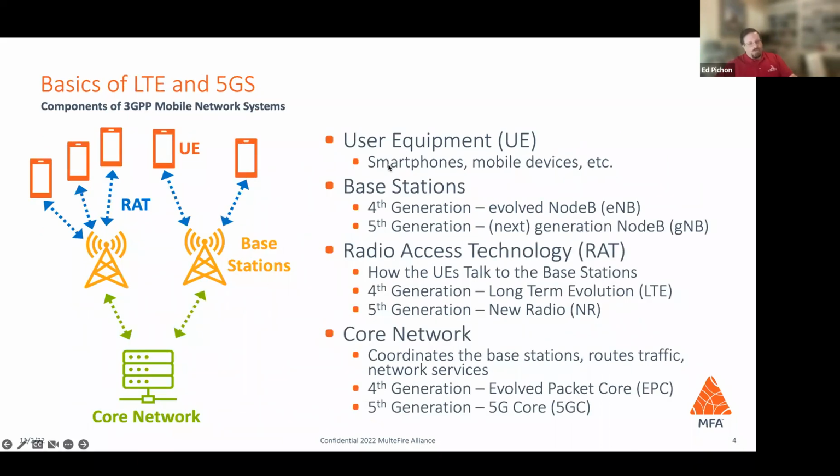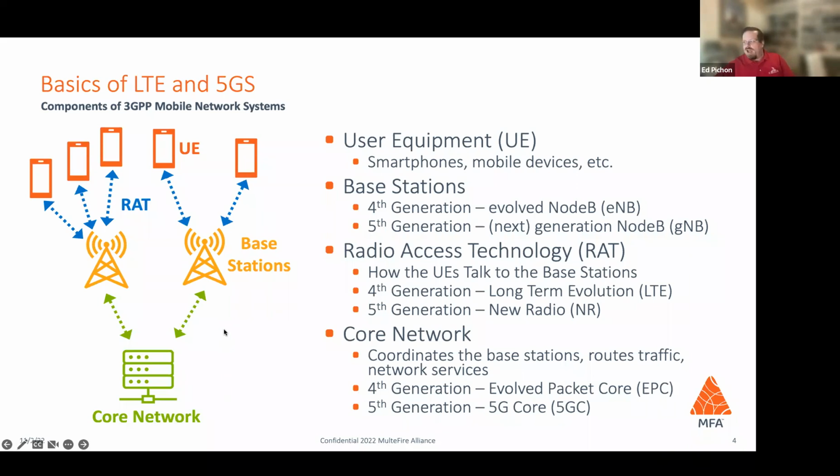And as a basic, hopefully you all are aware of how 3GPP mobile networks work. You have user equipment that talks over a radio access technology to base stations, and those base stations are coordinated and controlled by a core network that handles a lot of the network services, routing data to and from devices, etc. So hopefully this is not a surprise to any of you.